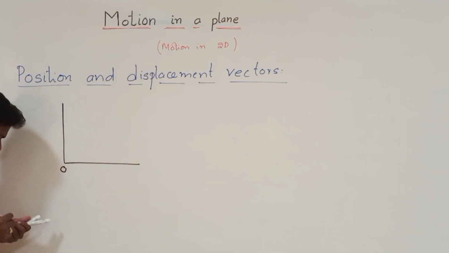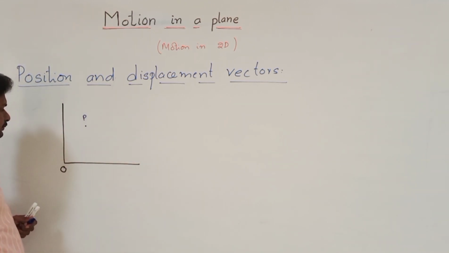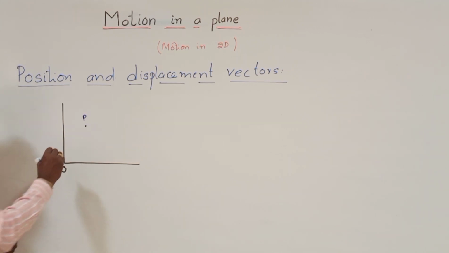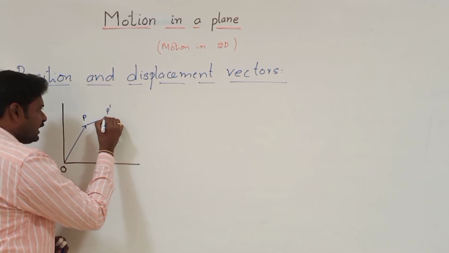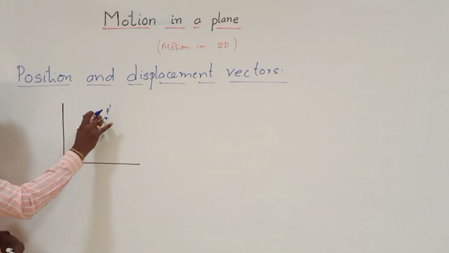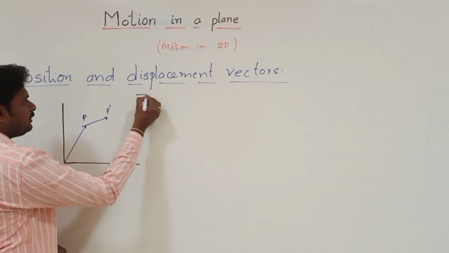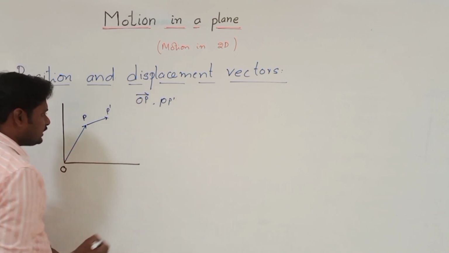It has origin O. Let's say a point P, and this is a position P. Now, in order to notate the position P, let us draw a line, and OP is a position vector. Now, the body is travelling from point P to P dash. So, again I am notating with an arrow mark, starting from P to P dash. Now, OP vector and PP dash vector, two vectors are there.